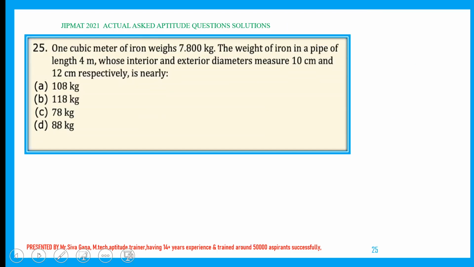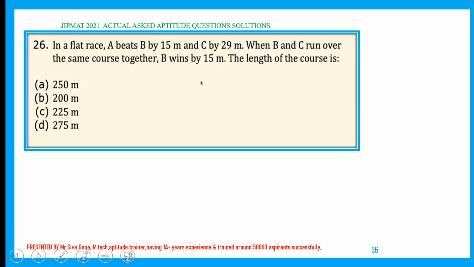Superb question. Conversion. 1 cubic meter of iron of weight. In a flat race, okay, let us see this question.